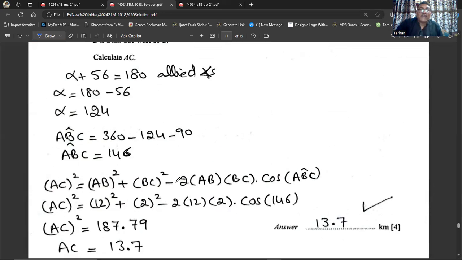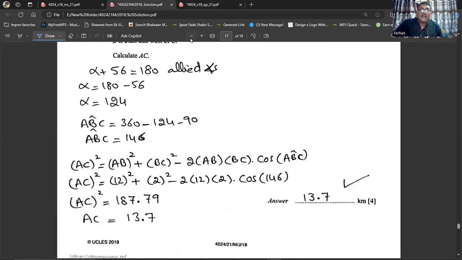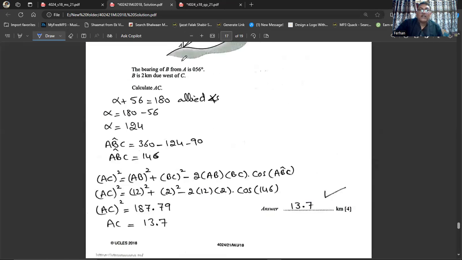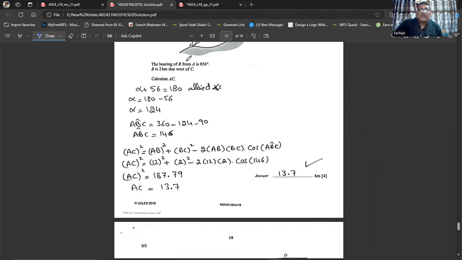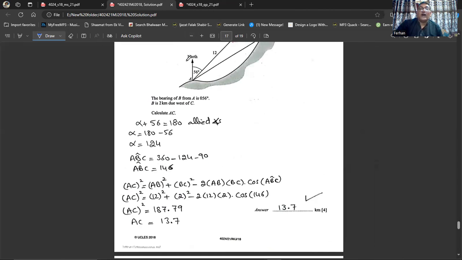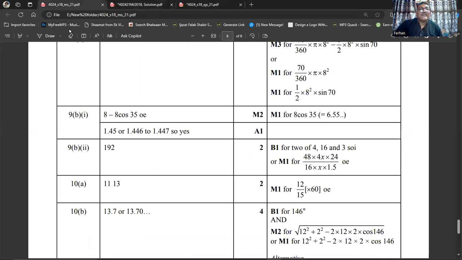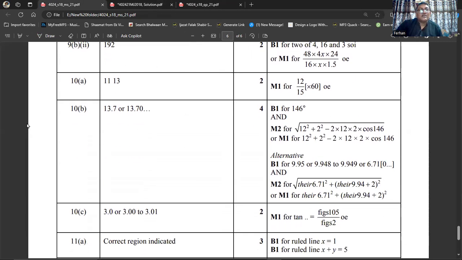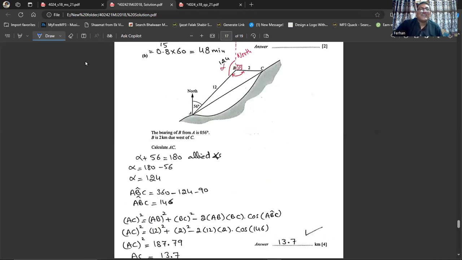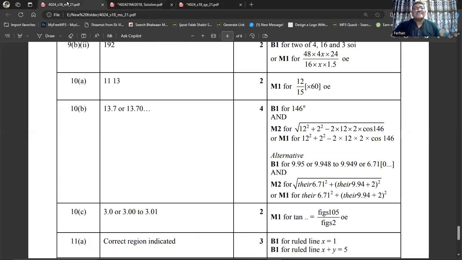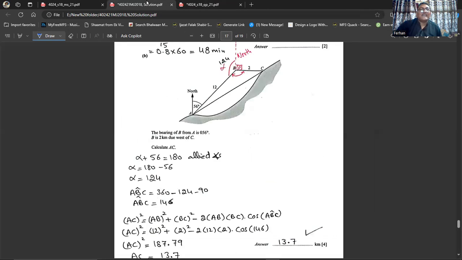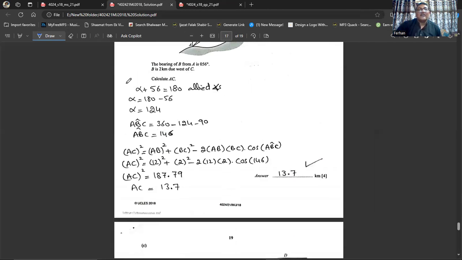So the value of the AC will be 13.7. Sorry, I said 137 by mistake. 13.7 is the right answer, sir. By mistake, I was saying 137 kilometers.